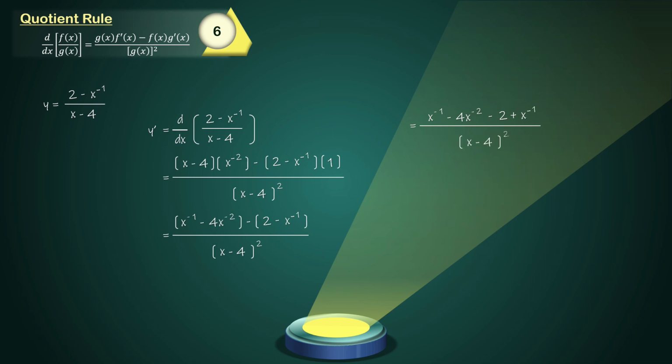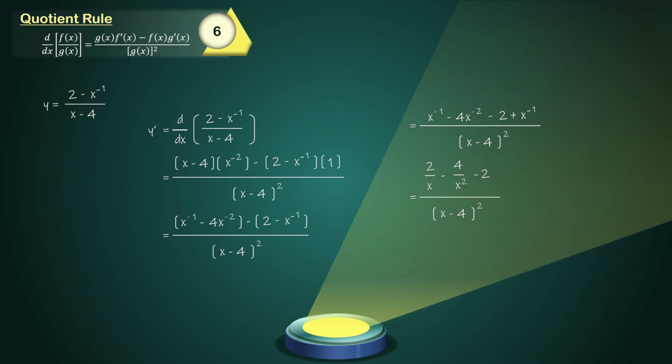Combine similar terms. x raised to negative 1 plus x raised to negative 1 is 2x raised to negative 1, minus 4x raised to negative 2, minus 2, all over the denominator. Rewrite x raised to negative 1 as 1 over x and x raised to negative 2 as 1 over x squared. Get the product of 2 and 1 over x, which is 2 over x, and the product of 4 and 1 over x squared, which is 4 over x squared.